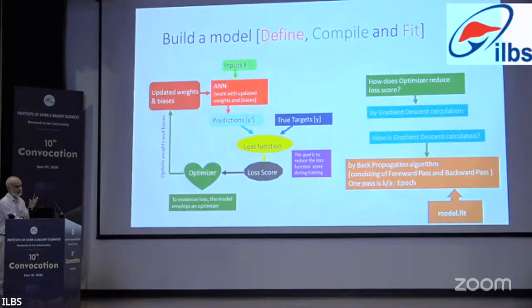I don't have much time. So my purpose was to see how to define this. Then there is compile. In compile, we have to give 3 things: loss, optimizer, and metrics. The optimizer reduces the loss function by gradient descent. Just familiarize yourself with these words, gradient descent. And gradient descent is calculated by backpropagation over epochs. And this is the model fit.